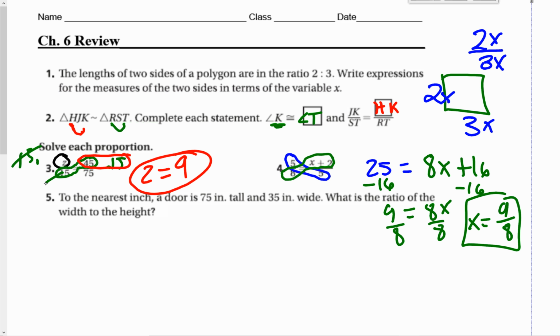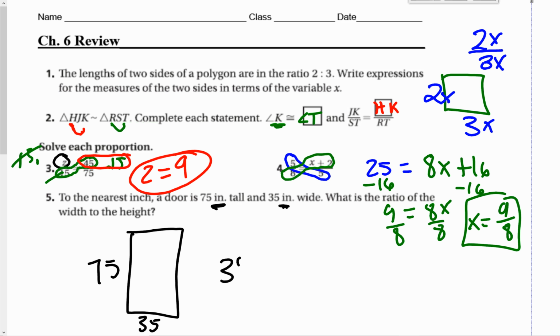All right, to the nearest inch, a door is 75 inches tall, so draw a door. There's a door, and it's 75 inches tall and 35 inches wide, so draw it out. Okay, what is the ratio of the width to the height? So width, and these are both in the same units, you've got to check, make sure they have the same units, so that's good.